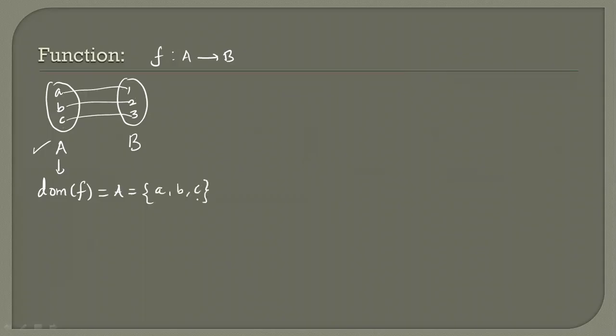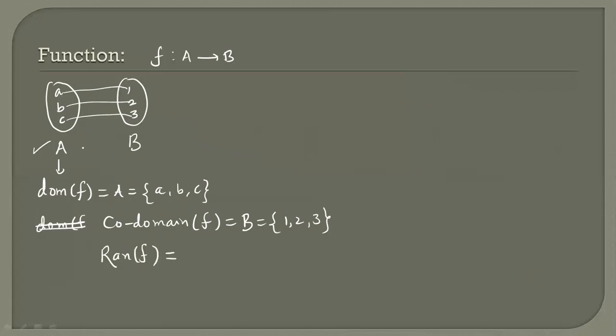a, b, c. And the set B is called the codomain of f. And the range of f is the elements which are mapped from set A. Here you can see that all the elements are mapped. It means in this case, range is also 1, 2, 3. When range and codomain are the same, then the mapping is onto. But these things I will discuss in the probability module.